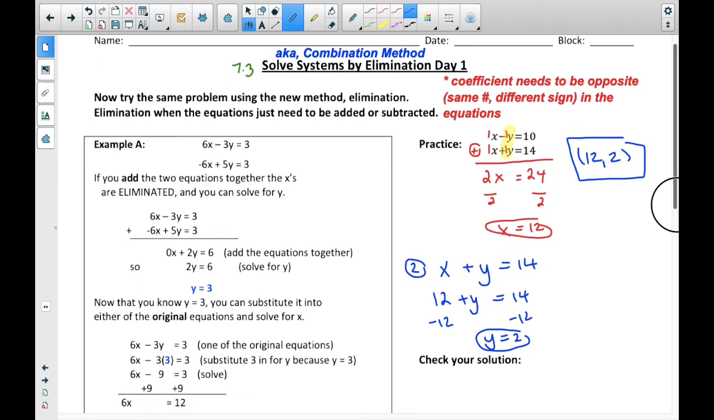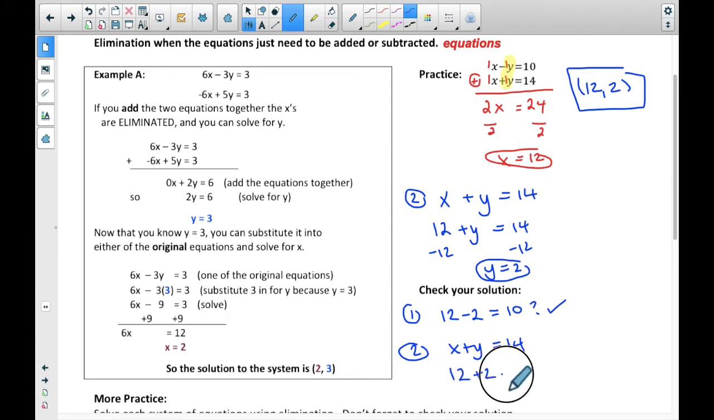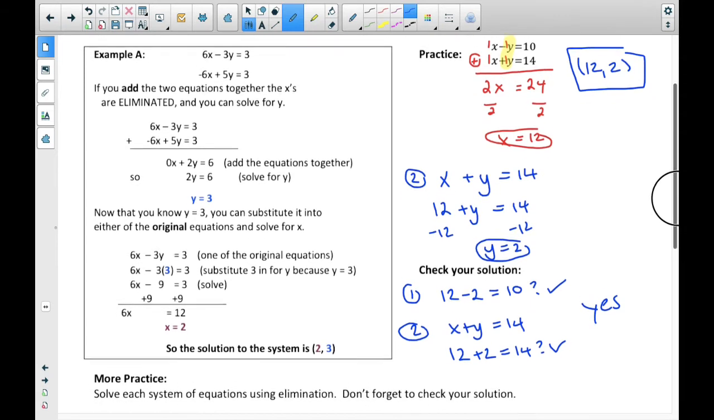Now I do want to check my answer. I always have to check my answers. So equation number 1 was x minus y, that is 12 minus 2. Does that equal 10? Well, yes, it does. And the second equation was x plus y equals 14. Oops, I was going to sub in. That's okay, I'll sub them in now. 12 plus 2 equals 14. Does it? Yes, it does. So yes, it does check out, because it makes both equations true. Let's try another example.